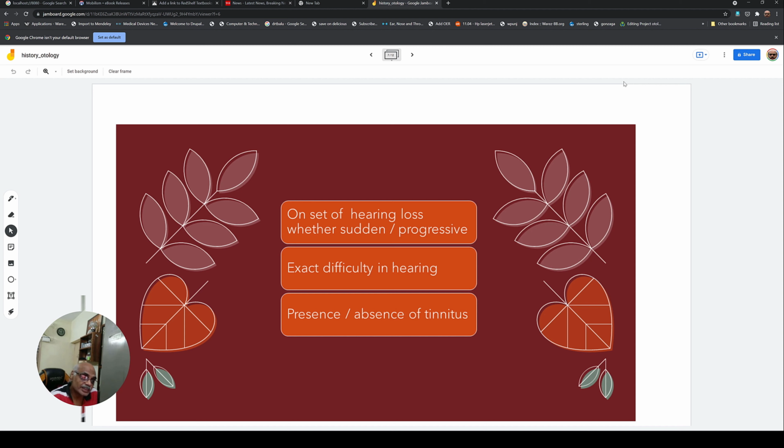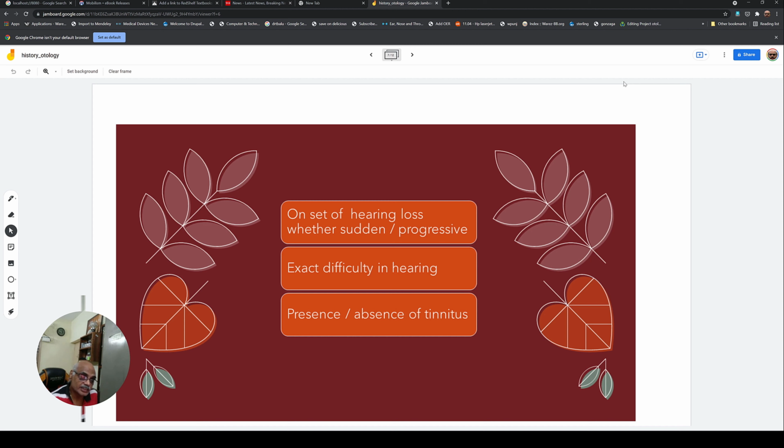And then the third aspect is the presence or absence of tinnitus, which should be brought out by direct questioning of the patient. So the examiner should ask whether tinnitus preceded or followed the ear blocks. This again is a very important aspect.